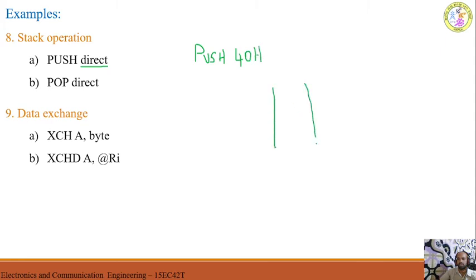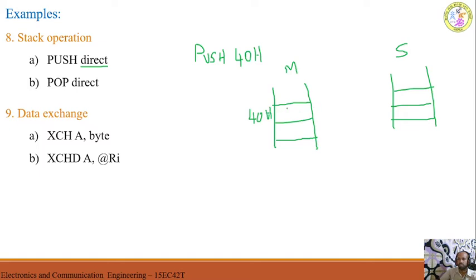Now let us assume that this is our actual memory, whereas this is the stack memory. Let us assume that in the 40h memory location, this is our RAM memory location, we are having certain data called 1C. 1CH, hexadecimal, is the data available in this memory location.